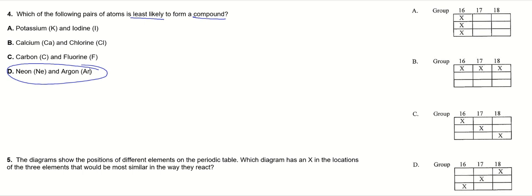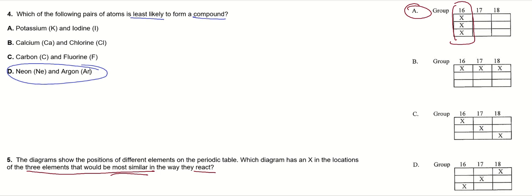All right, number 5. Let me change up my colors. The diagram shows which 3 elements would most similarly react, have similar properties. So you're looking for the elements with the same number of valence electrons. That would be A. So that might be like oxygen and sulfur and selenium, group 16.